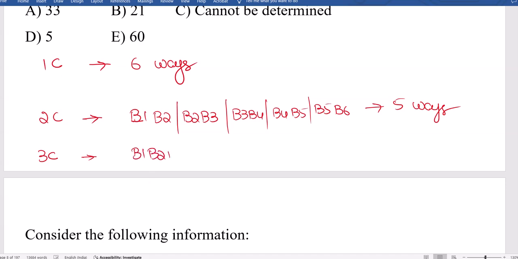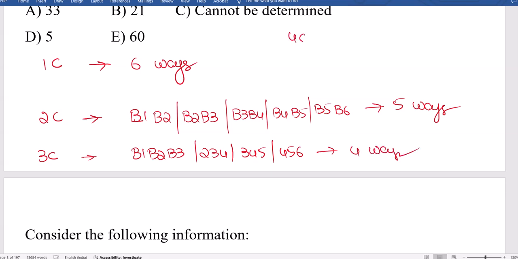Consecutively numbered 1, 2, 3. Then we can go for 2, 3, 4, then 3, 4, 5, then 4, 5, 6. Can we go for 5, 6, 1? It's not circular. They didn't mention circular. If the 6 boxes were arranged in a circle, then I could go for 5, 6, 1. If circular is not used, we cannot go for it. So 4 ways.